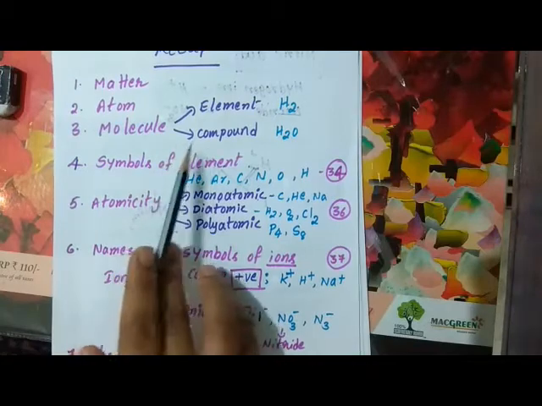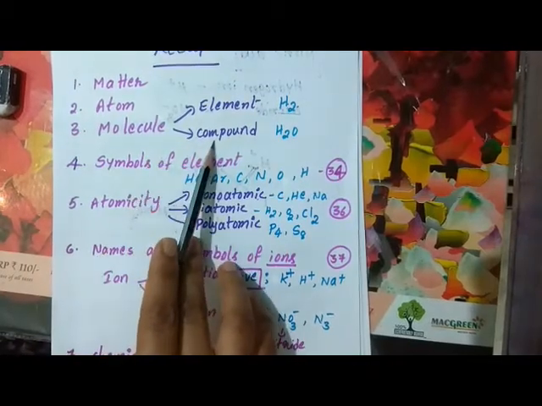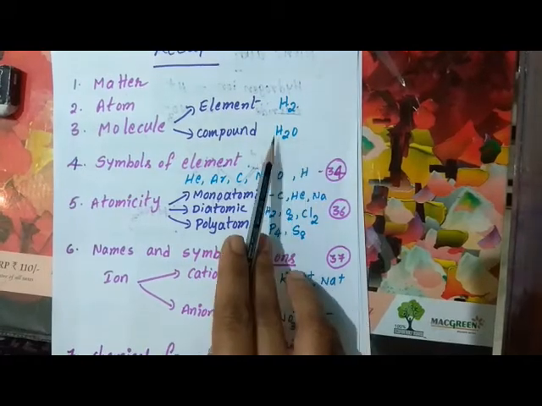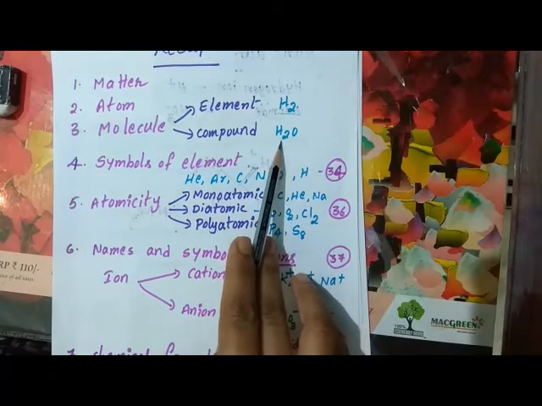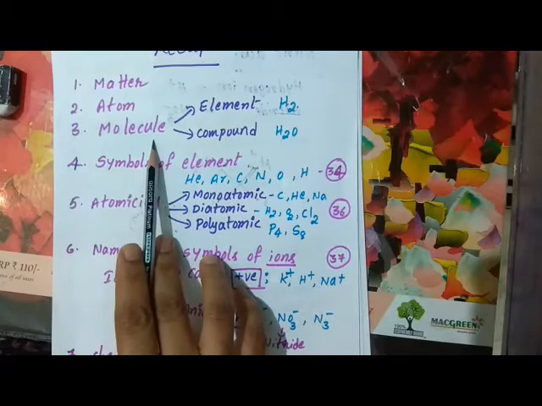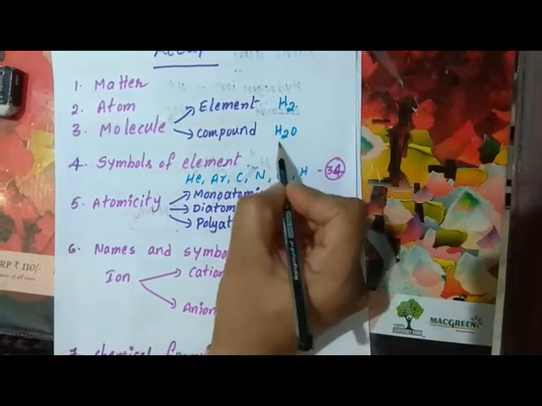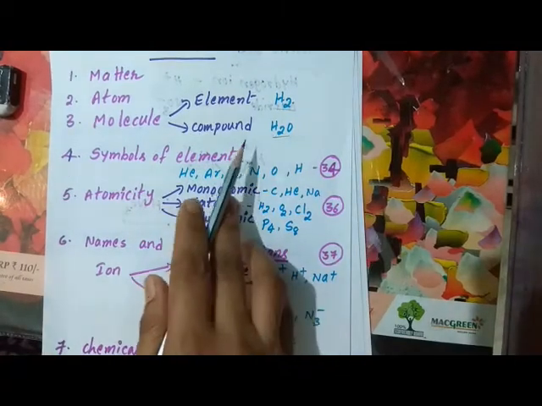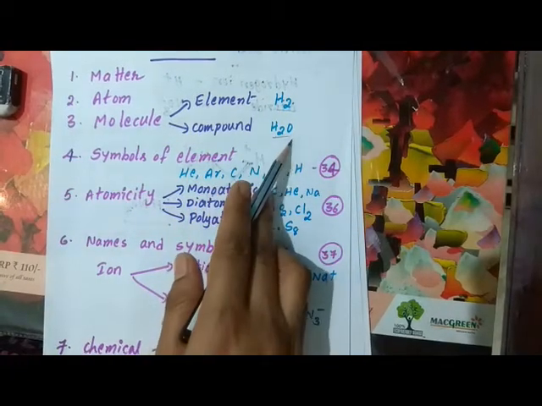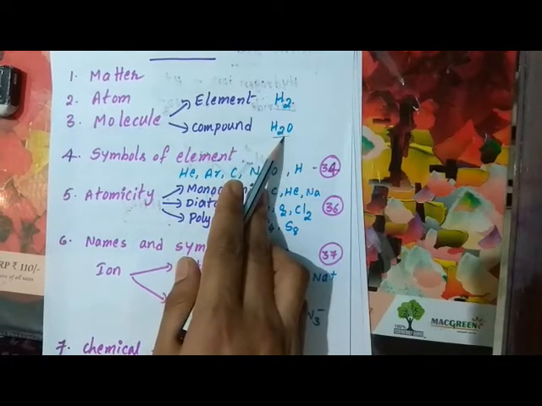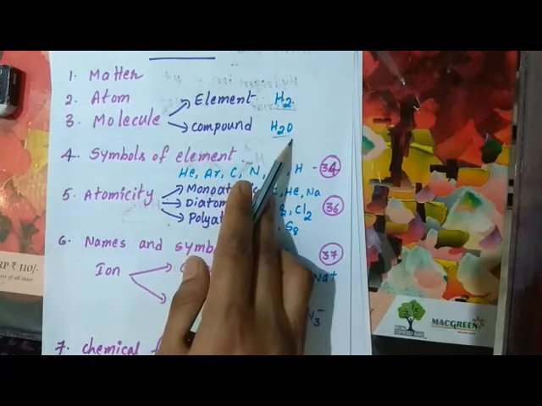Next one is the molecule of a compound. If atoms of different types, not the same type of atoms, combine and form a molecule, then we consider that as a molecule of a compound. Here is the example I have taken, H2O. We know two hydrogen atoms and one oxygen atom combine chemically. They form bonds and form a water molecule.